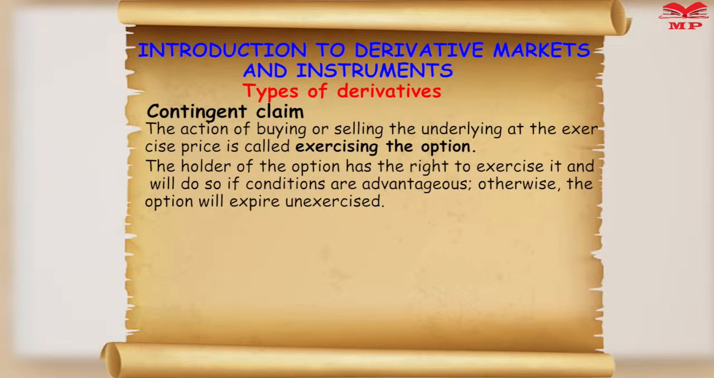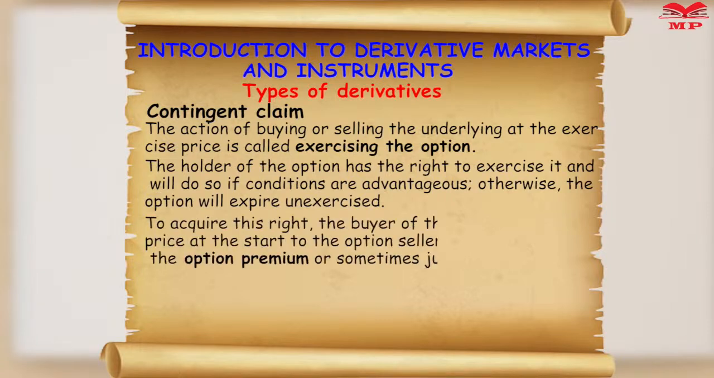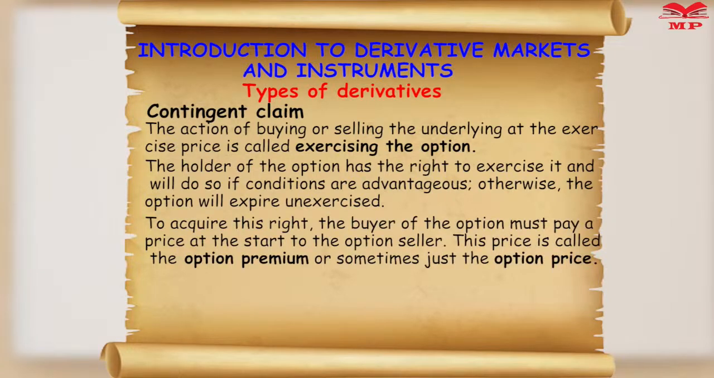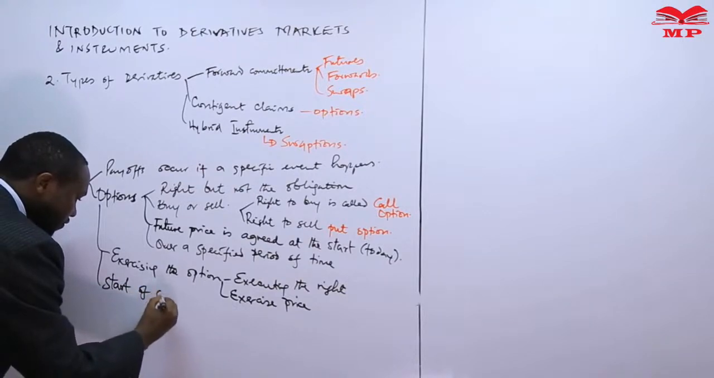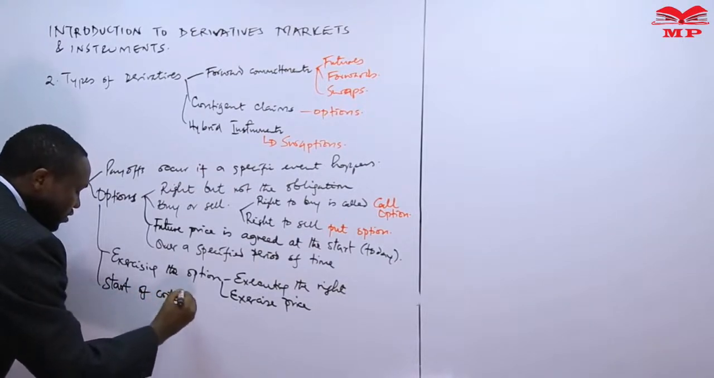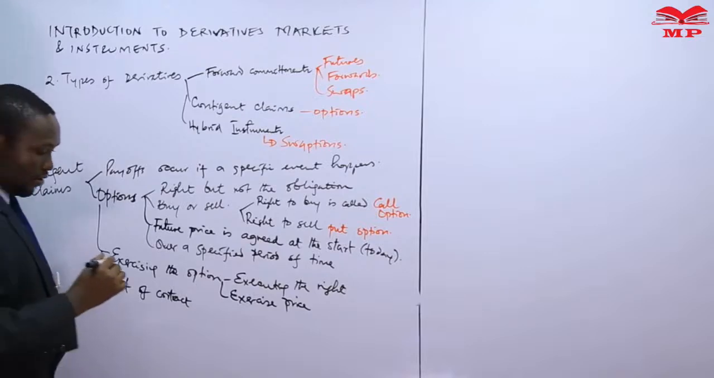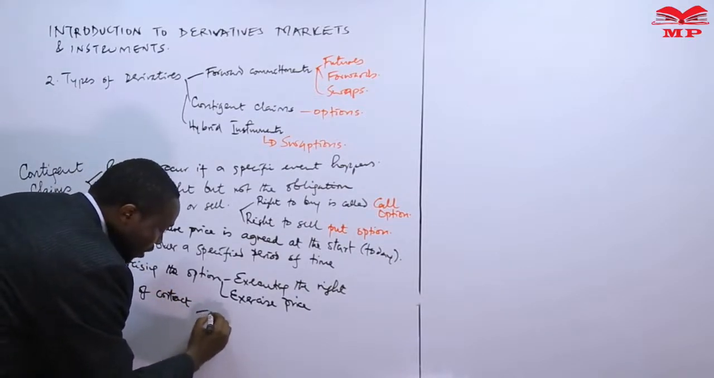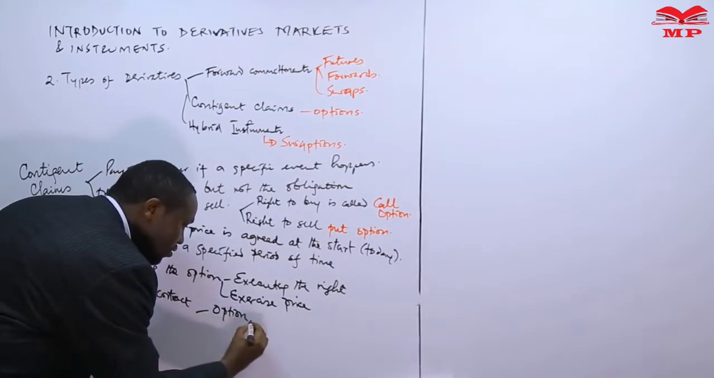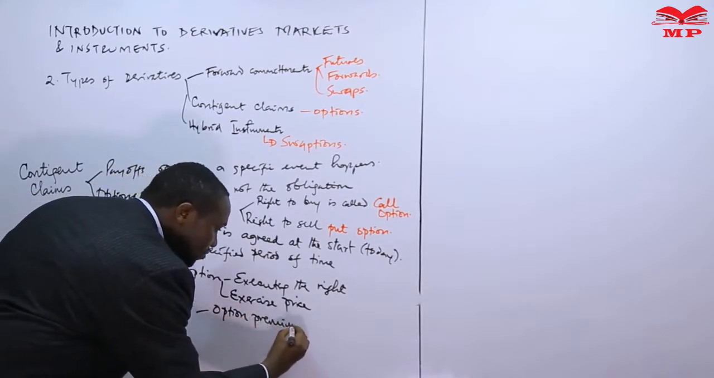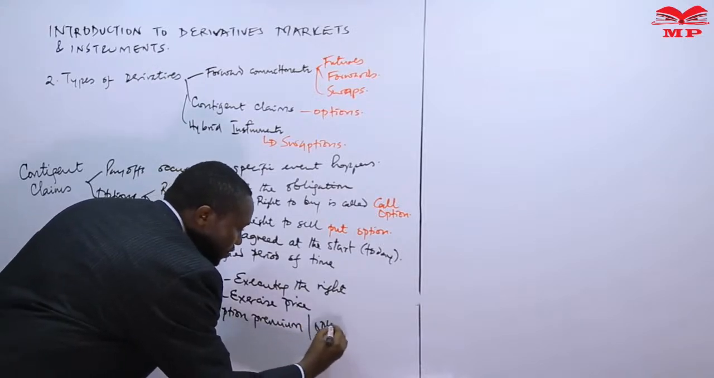To acquire the rights, how do you acquire these rights? To acquire the right, the buyer of the option must pay a price at the start of the contract. And this price is called what? The option price or the option premium. At the start of the contract, the buyer of the right will have to pay the option premium, or option price.